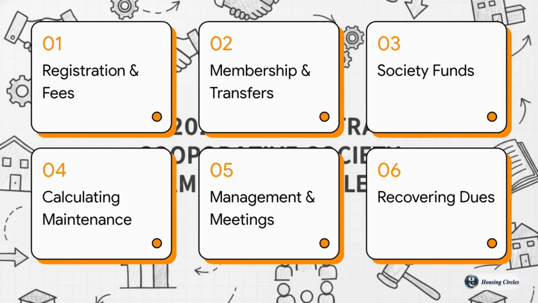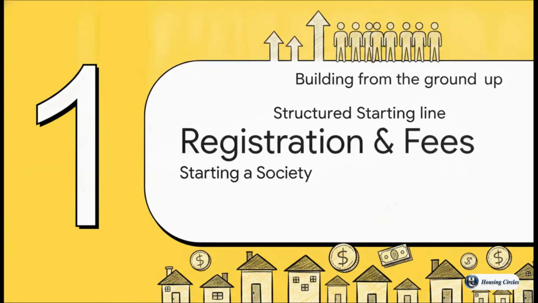We've taken this massive document and organized it into 6 logical stages for you: registration and fees, membership and transfers, society funds, calculating maintenance, management and meetings, and finally, recovering dues. So, starting at the very beginning of a society's life cycle, Section 1, registration and fees.